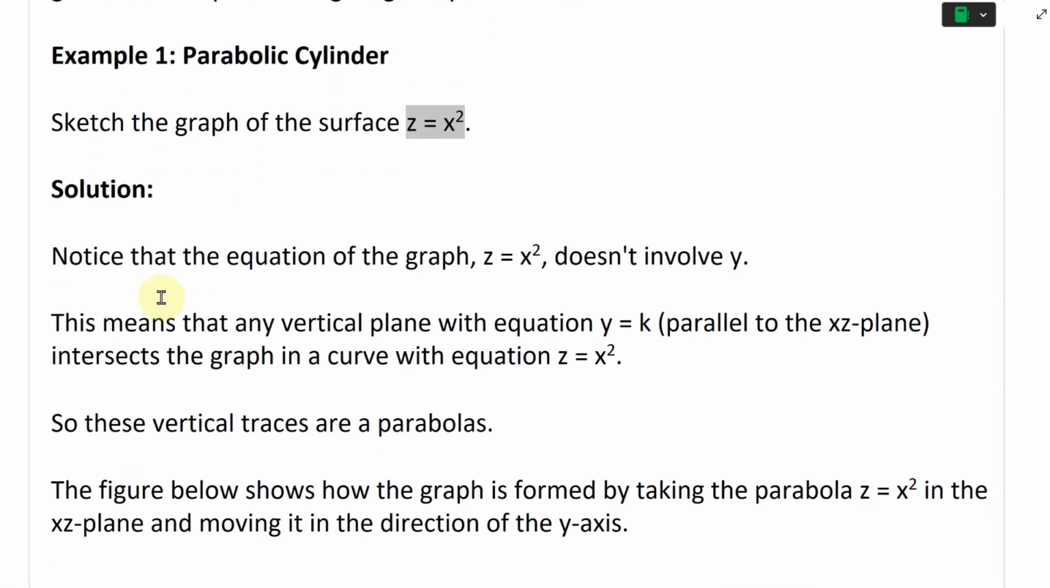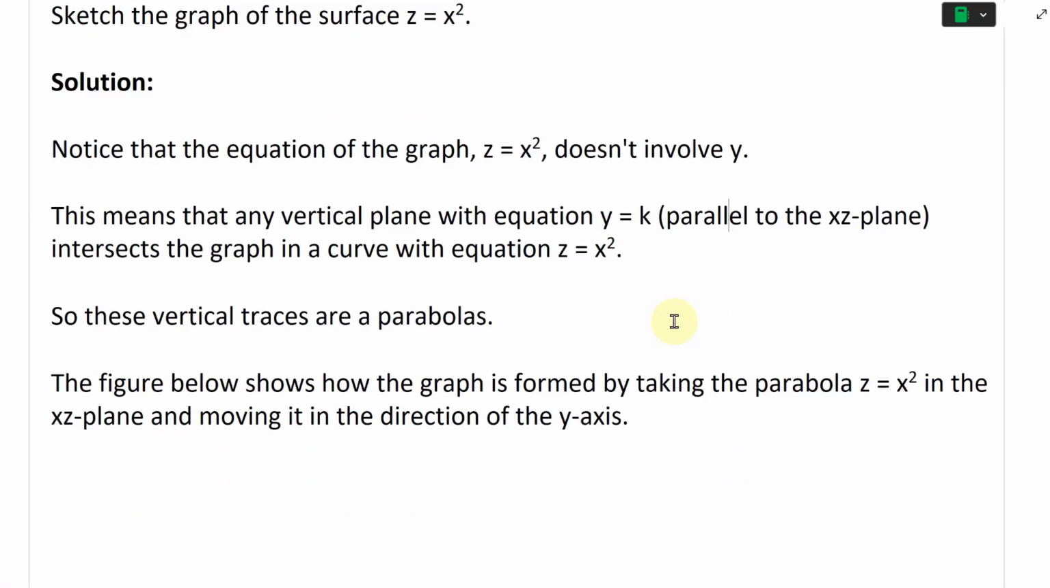All right, so let's take a look at the solution. Notice that the equation of the graph, z equals x squared, doesn't involve y. This means that any vertical plane with equation y equals k, which is parallel to the xz plane, I'll illustrate this with a drawing, intersects the graph in a curve with equation z equals x squared. So these vertical traces are all parabolas.